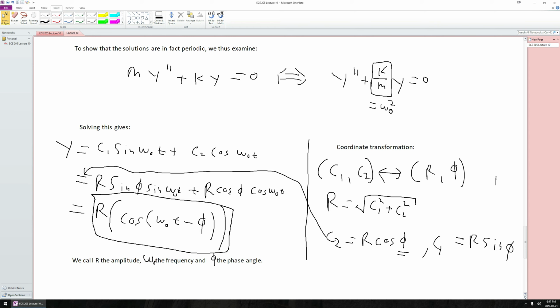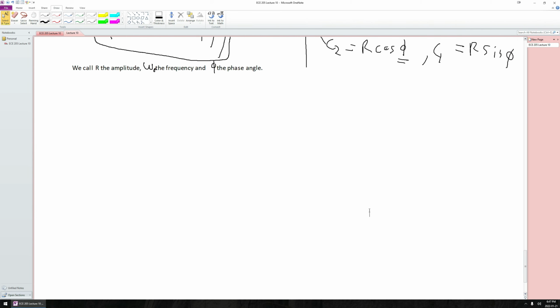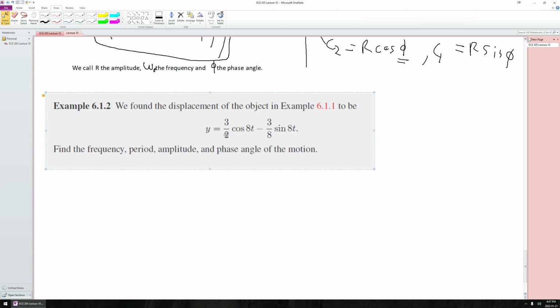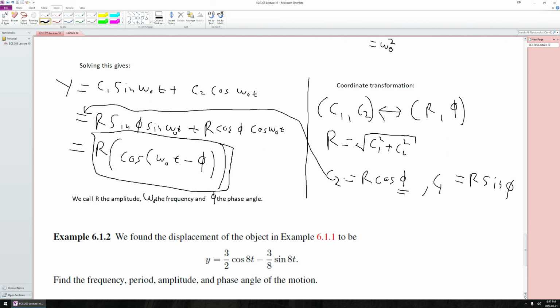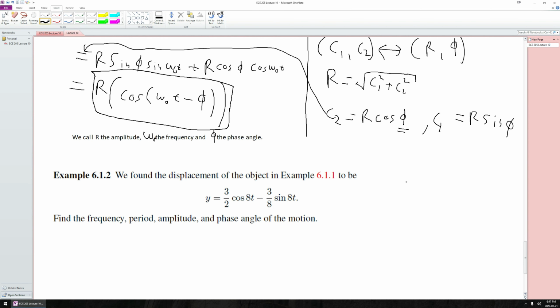Okay, so we're going to end this lecture by looking at one more example from the text, example 6.1.2. So here, basically, we found the solution previously to be this. Find the frequency, period, amplitude, and phase angle of the motion. And here, let's just jump into it. If I want to find this data, I really just need to use this coordinate transform information here.